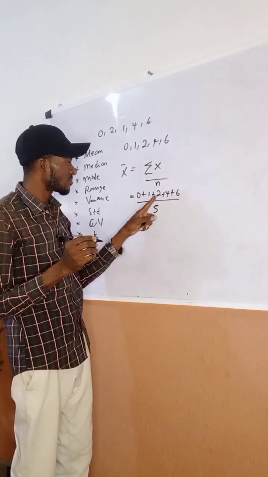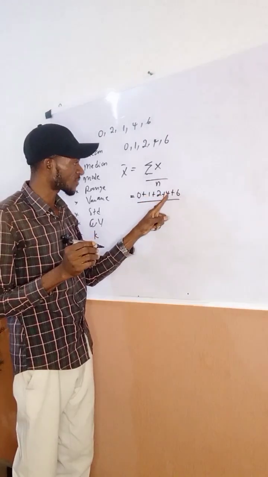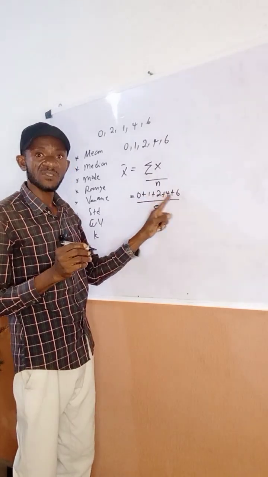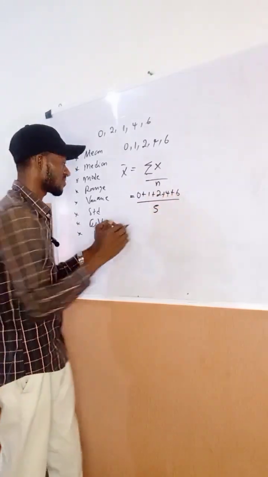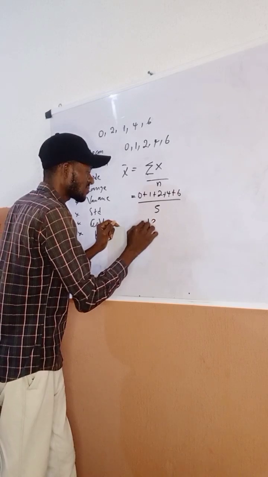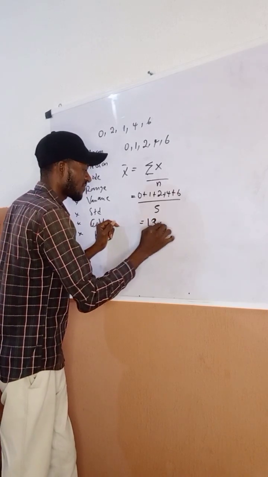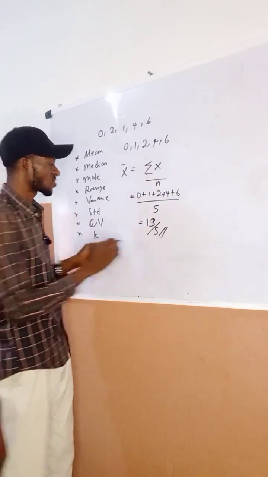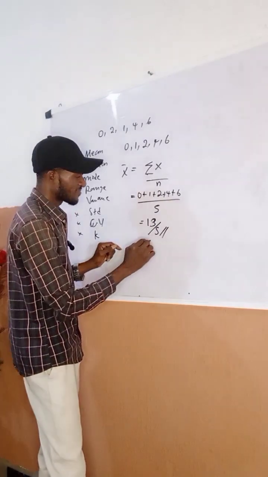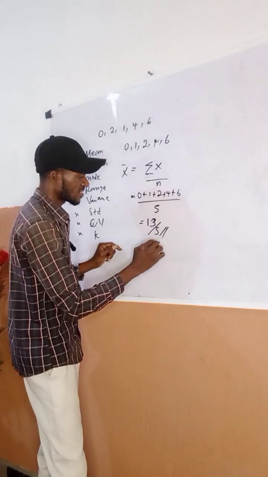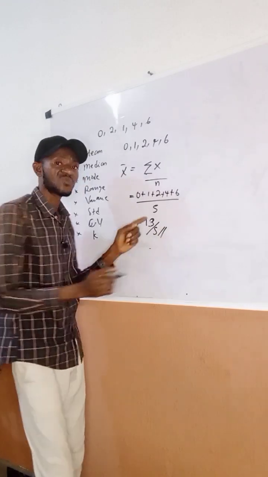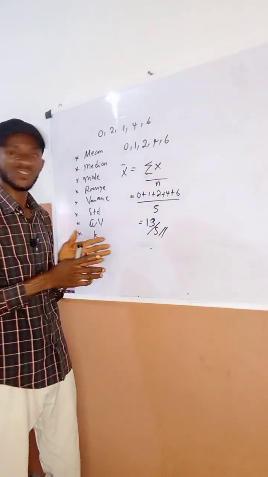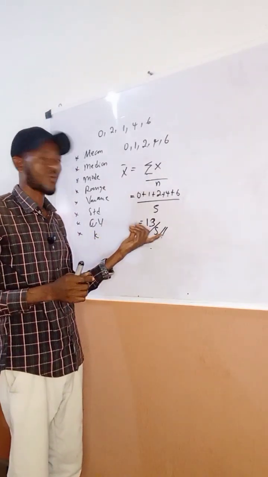0 plus 1 is 1, plus 2, 3, plus 4, 7, plus 6, 13. So this becomes 13 all over 5. The moment you divide this, you'll have 6 point something. This actually is what we call our mean.